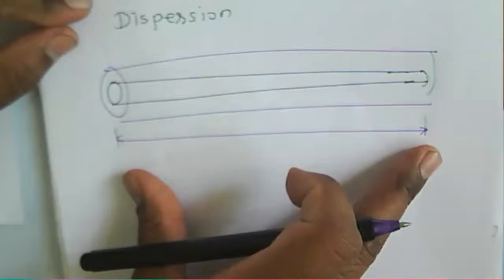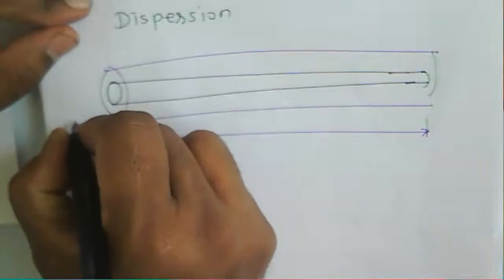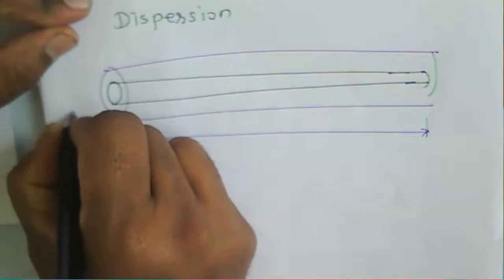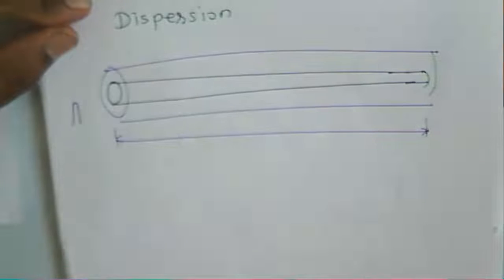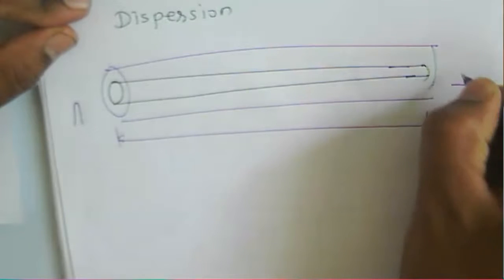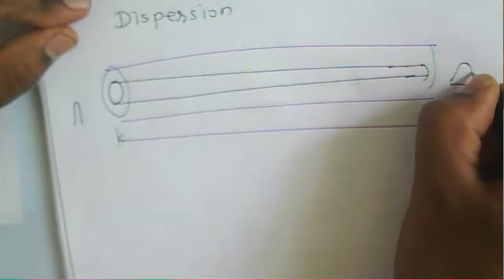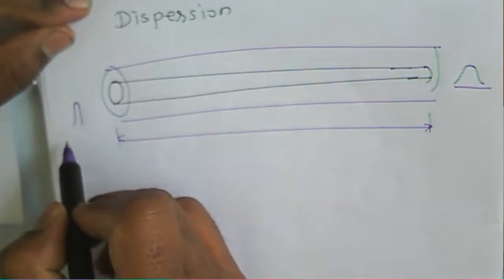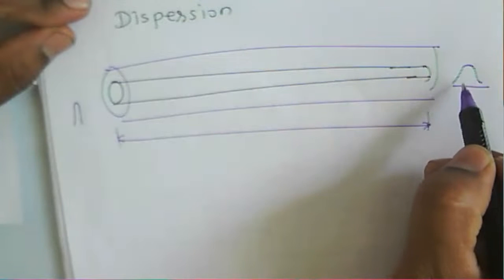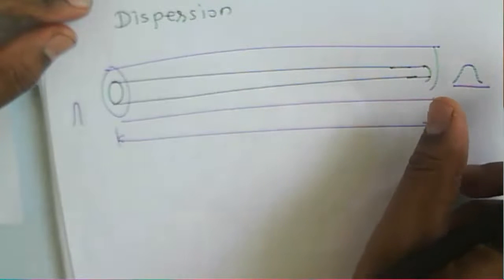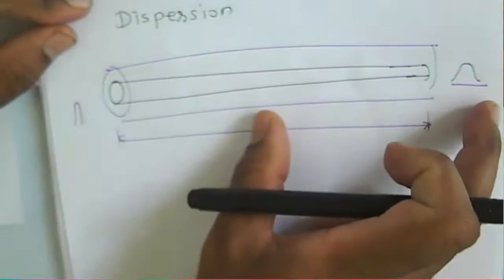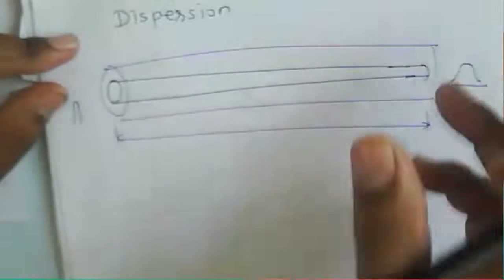Dispersion means what? The optical signal level changes here. Say a signal is transmitted through the optical fiber as a current pulse, and the received current pulse will be broadened. The transmitted pulse has a small width and the received pulse has a broader width, which means pulse broadening takes place inside the fiber. Why does this broadening take place? We'll see in detail now.